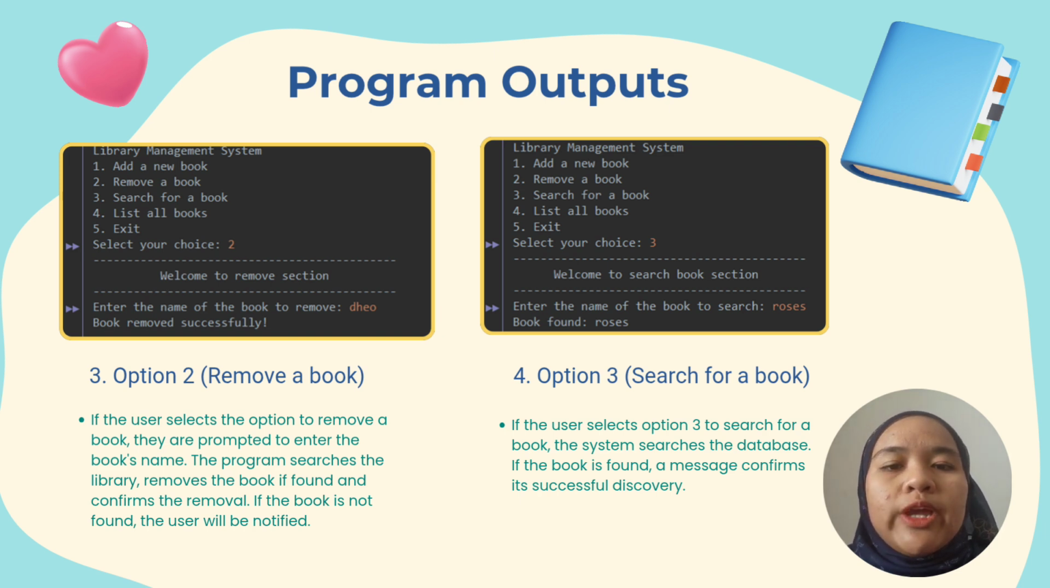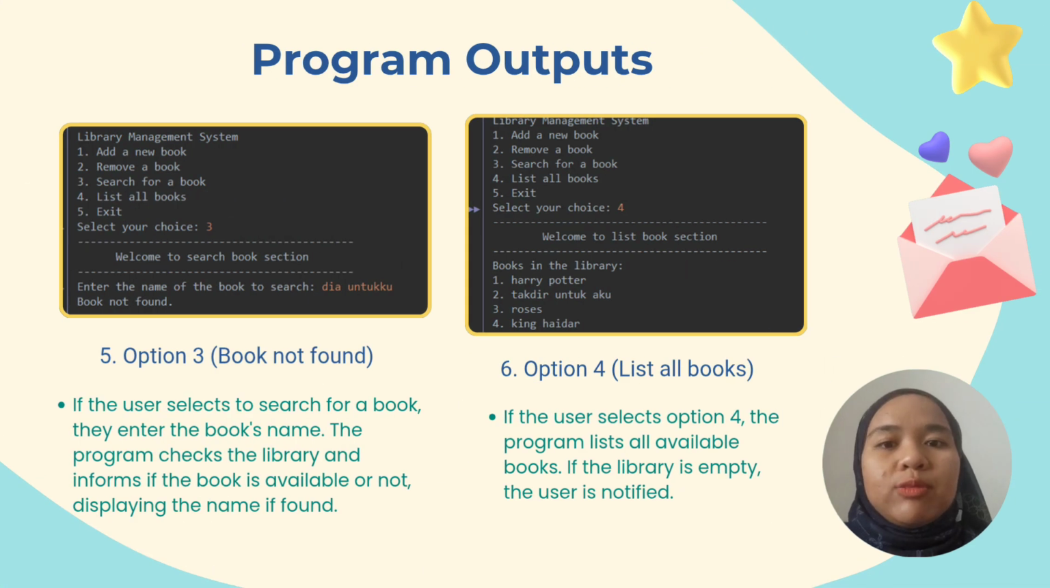Moreover, when the user selects option 3, which is to search for a book that has already been added previously, the system will execute a search operation. If the book is found in the database or list, the output will display a message indicating that the book has been found successfully. Aside from that, if the user searches for a book that is not found, then the program will notify the user that the book could not be found.